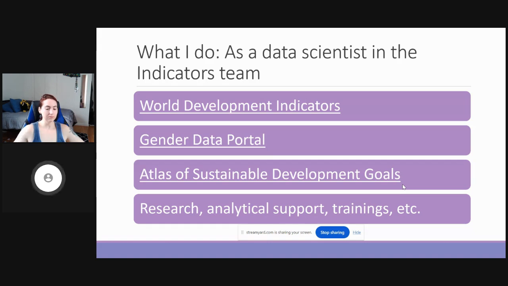The second thing that I focus on is the gender data portal, which is similar to the WDI in that it's also a compilation of country time series data, but it's focused on gender, and it's really for people who want to deep dive into gender statistics. They can go to this portal and access the website. Here I also manage building the portal itself.